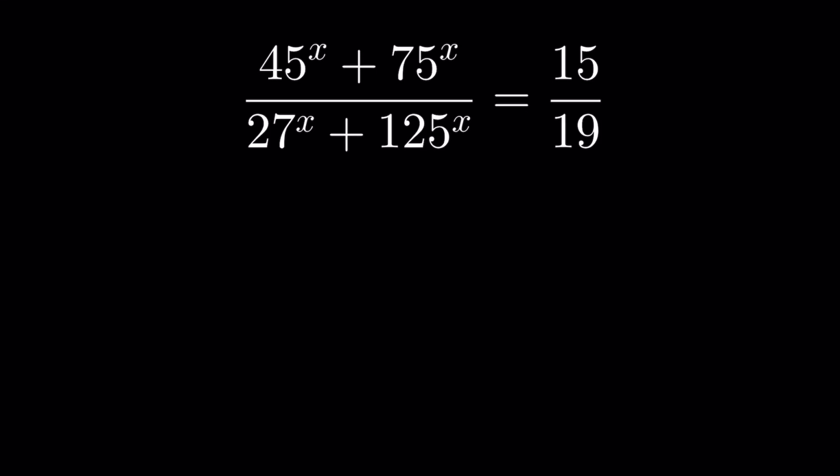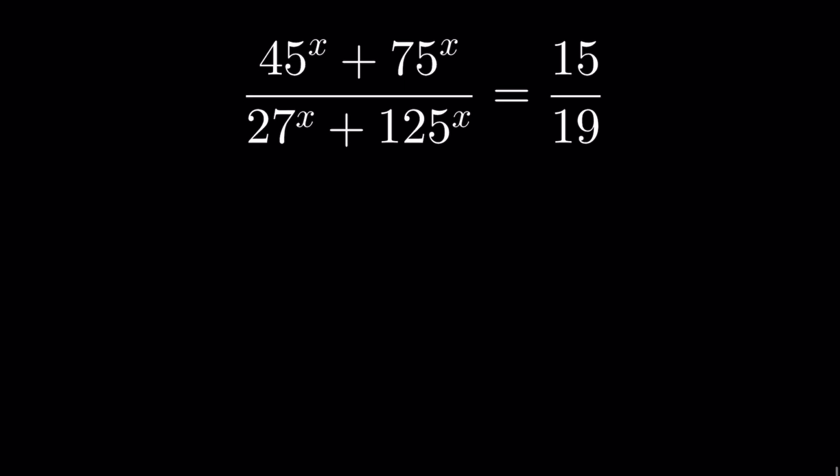45 raised to the power x plus 75 raised to the power x upon 27 raised to the power x plus 125 raised to the power x is equal to 15 upon 19. We have to find the value of x.